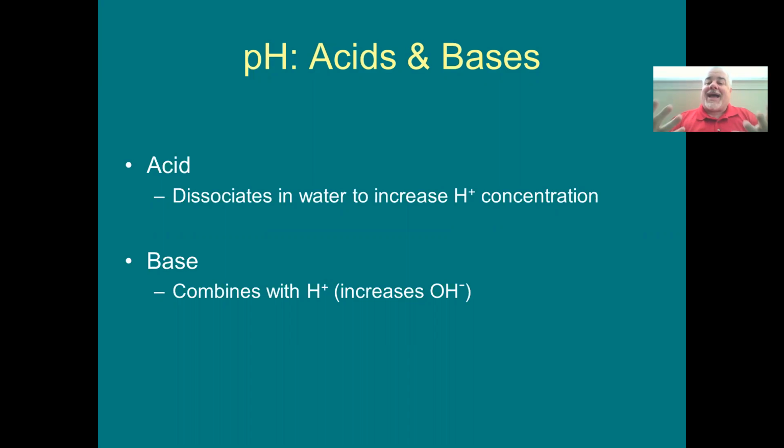If it's creating hydroxide ions, what do hydroxide ions do? A hydroxide ion bumps into a hydrogen and makes water. So indirectly, a base that produces hydroxide ions, OHs, will combine with the hydrogen ions, but in this case, forming water.